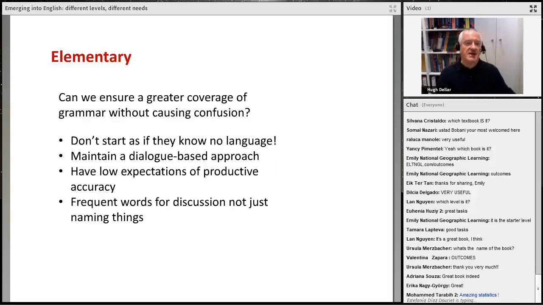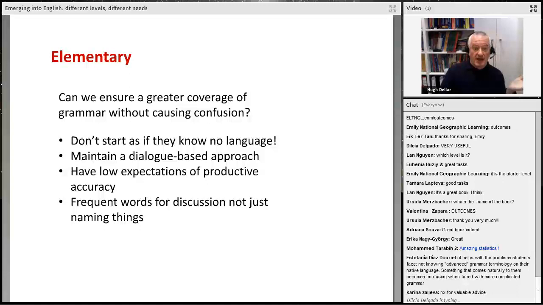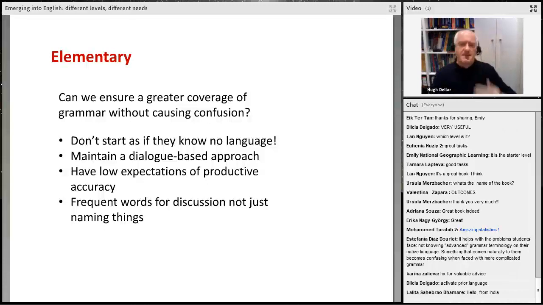By the time you then get to elementary level, I think the first point is we shouldn't be starting as if they know no language. When I asked earlier what page went appears on in elementary books, and some of you said from the beginning, surely. Well, yeah, surely, because if they've seen it at starter level, then you can assume that they've already seen it. I think the way that we ensure greater coverage of grammar at elementary is we don't start as if they know no language. We don't wait another 50 pages until we introduce went. We keep this kind of dialogue-based approach and we build on this.